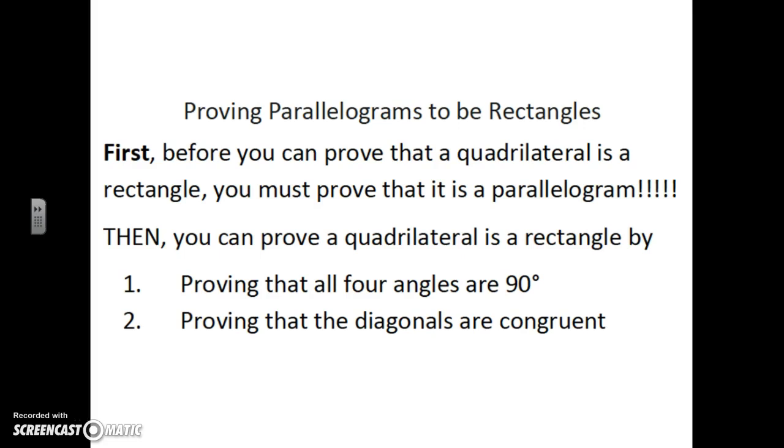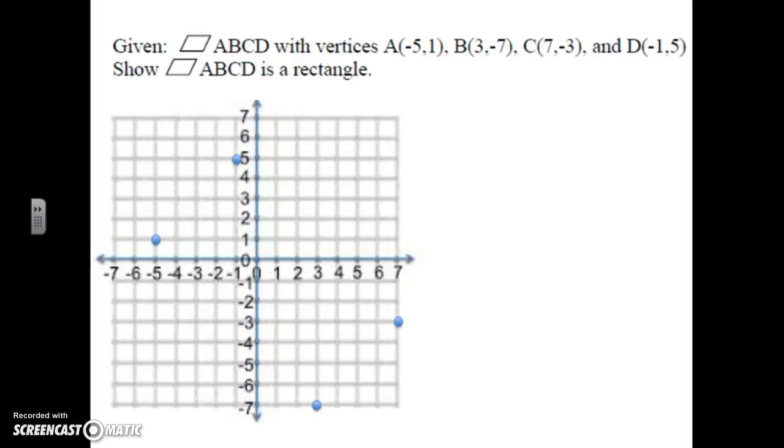Now let's talk about proving parallelograms to be rectangles. First we have to prove that a quadrilateral is a parallelogram before I can prove it's a rectangle. Then you can prove it's a rectangle using two methods. You can either prove that all four angles are 90 degrees, or you can prove that the diagonals are congruent. So let's look at some examples.